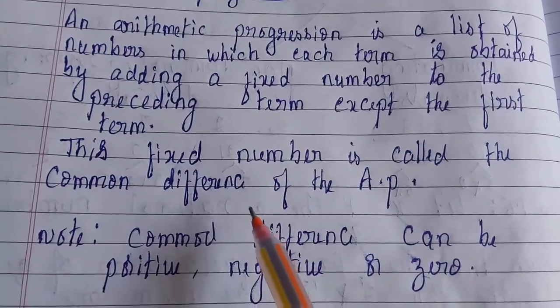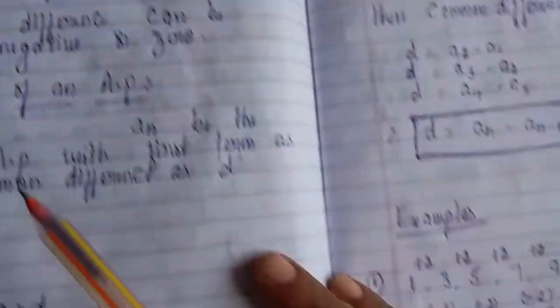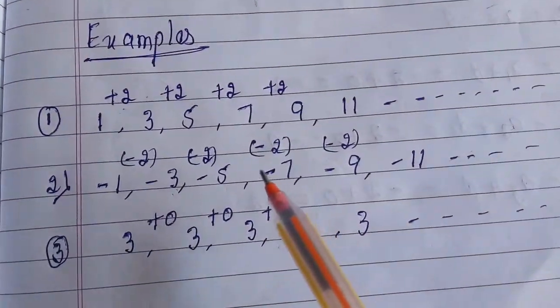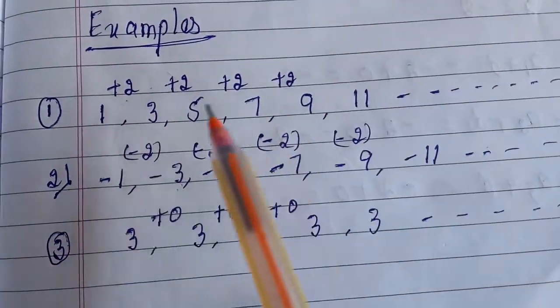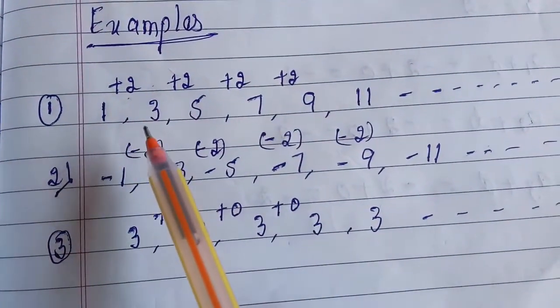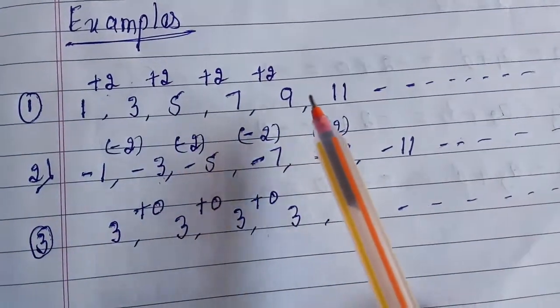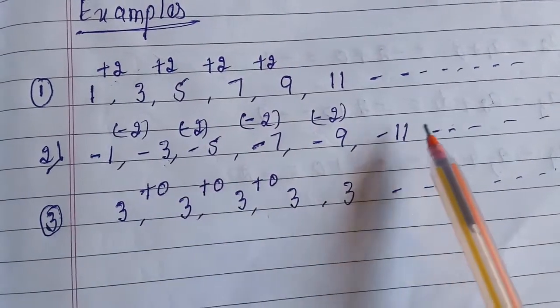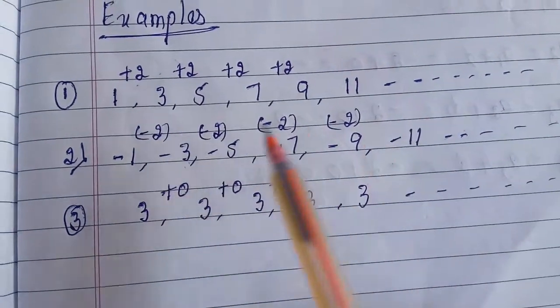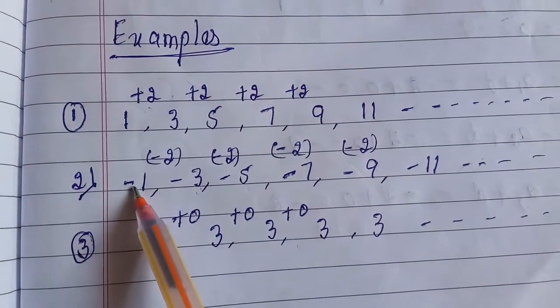In detail, let me explain what a common difference is. Here are some examples. Here the series is progressed by adding plus 2 to the previous number: 1, 3, 5, 7, 9, 11. Here is also a series of numbers which is in AP. We got this by adding minus 2 to the previous number.